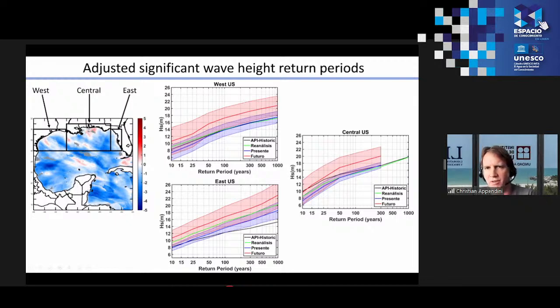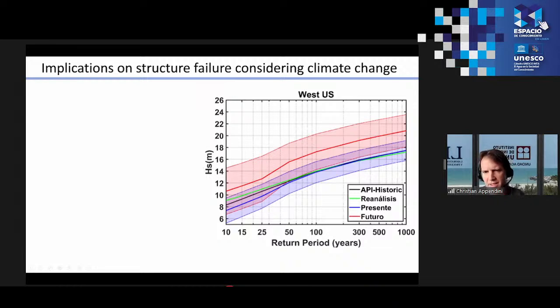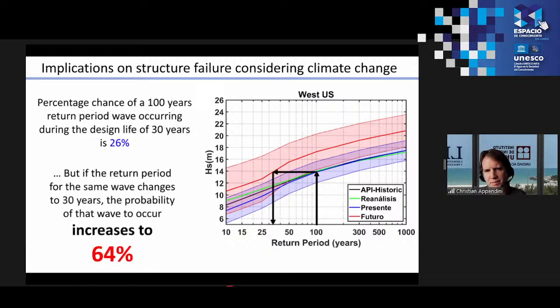So we can see that for the future climate, in all the regions, there's a generalized increase in the significant wave height independently of the return period. And what does that mean? That means if we design a structure today and we use the 100-year wave for the design, as we move into the future climate, that same wave height, in this case 14 meters, will correspond to a lower return period. In the plot, we see that it corresponds to a 34-year return period, instead of the same 100-year return period, but now for the future climate.